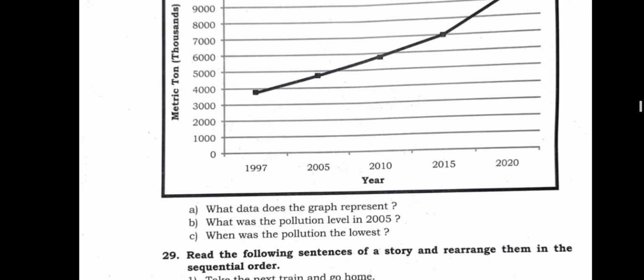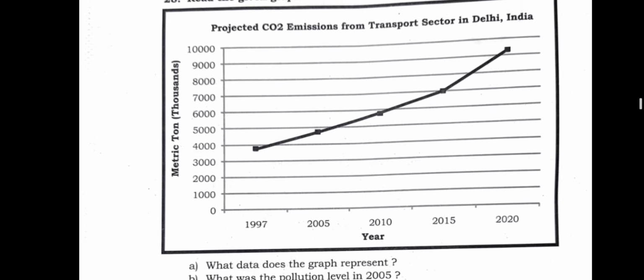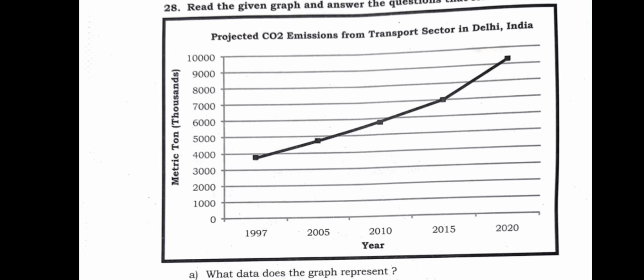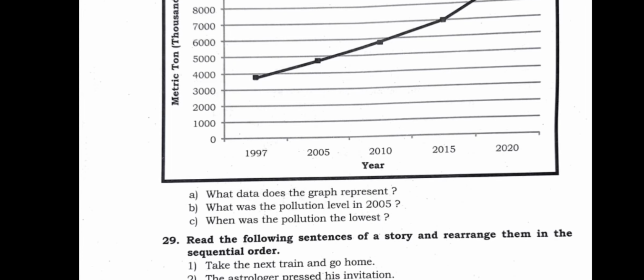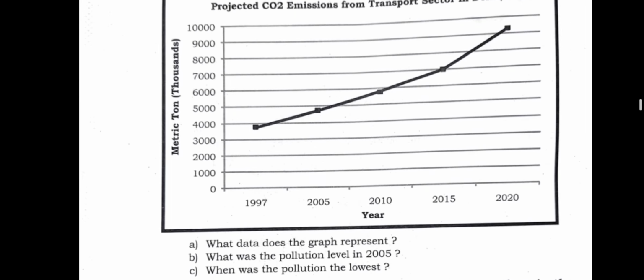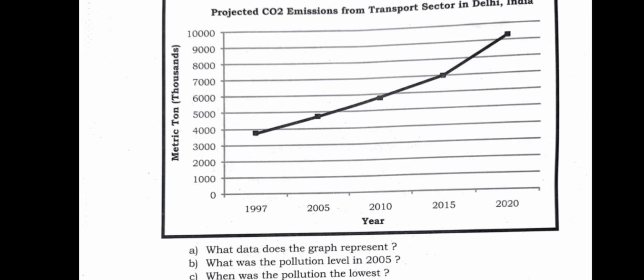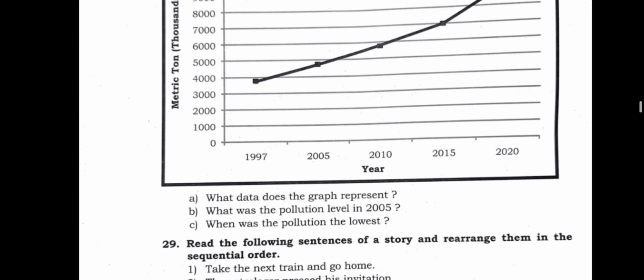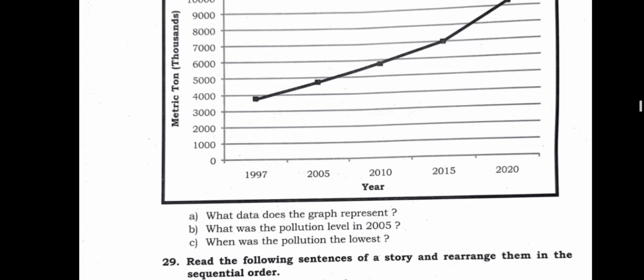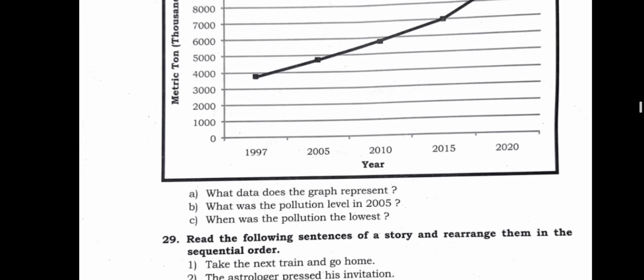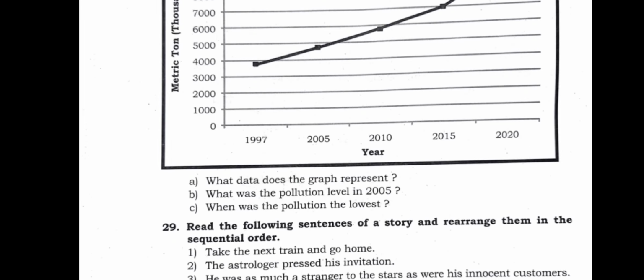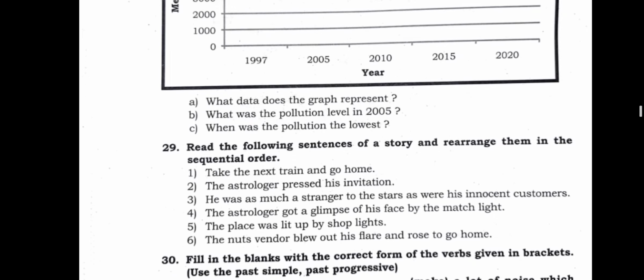So this question: what does the graph represent? So it represents the carbon dioxide emission from the transport sector in Delhi from the year 1997 to 2020. So what was the pollution level in 2005? In 2005 the pollution rate was 4,000 to 5,000 metric tons. So when was the pollution the lowest? So in 1997 the pollution rate was between 3,000 to 4,000 metric tons. So that was the least.